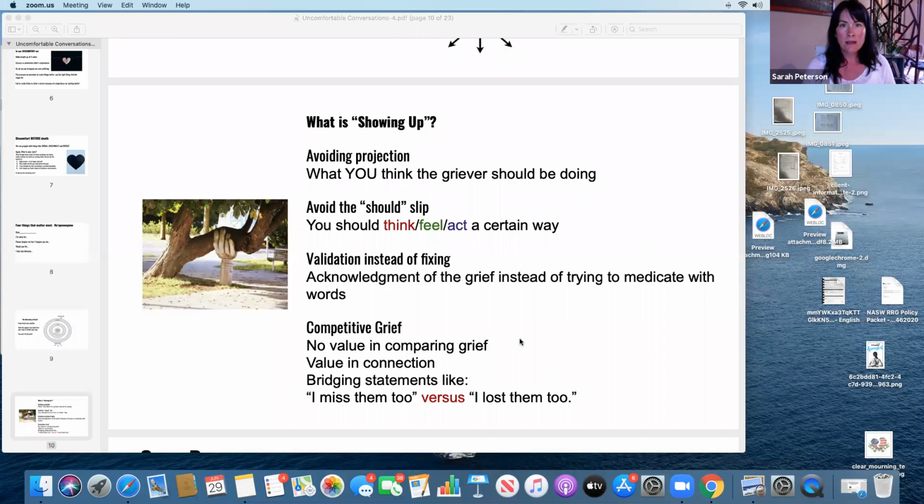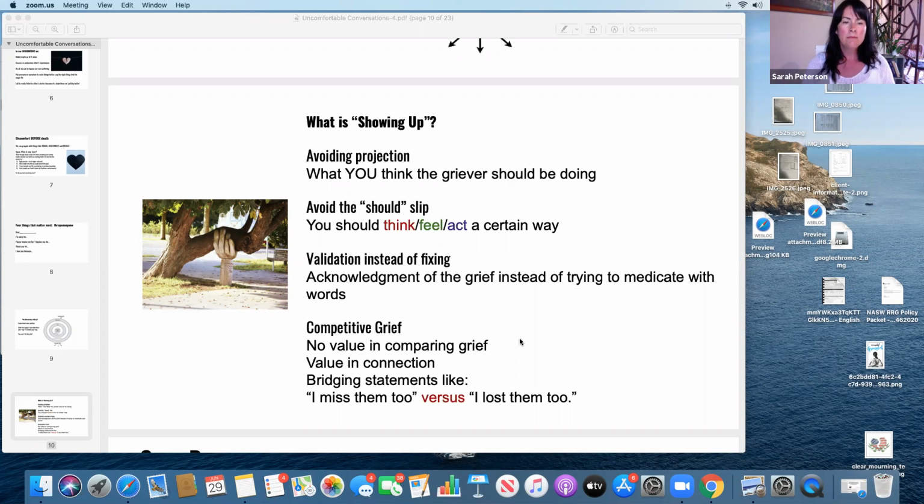Validation instead of the fixing, like we talked about. What does it mean to just be with? This is the collective suffering, like Dean said, and it's not about fixing it. So any kind of validation you can offer to people, and sometimes that's your therapeutic presence, is helpful.